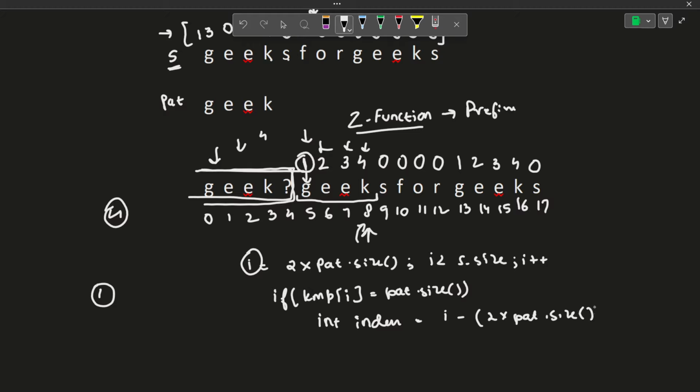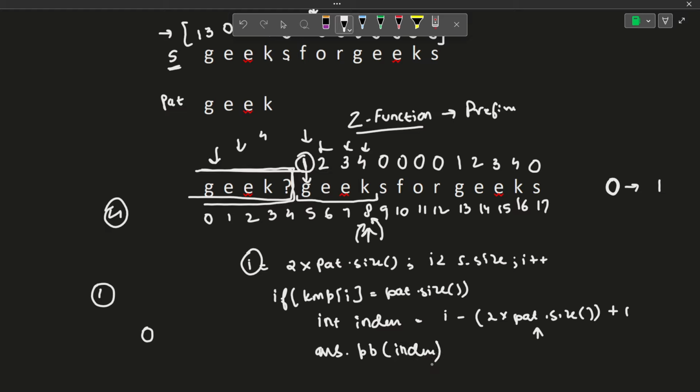Since we are starting from twice of pattern dot size and then we do I minus twice of pattern dot size, we will get 0 at this particular position, right? When we are at 8, we are going to get 0, right? But we need 1 based indexing, that is why we are going to add 1 to it, and hence this is going to be our final index, and I am just going to push back index to my answer, right?